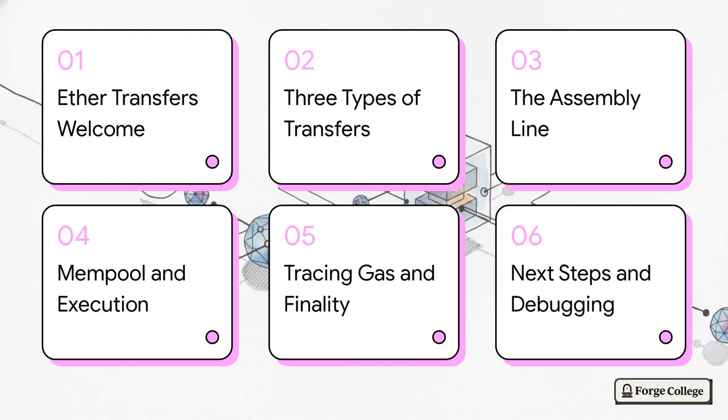1. Welcome to Ether transfers. 2. 3 types of transfers. 3. The transaction assembly line. 4. Mempool and execution checks. 5. Tracing gas and finality. And 6. Next steps and debugging.